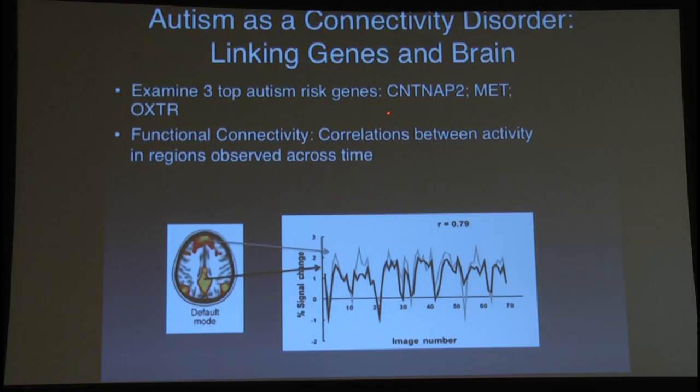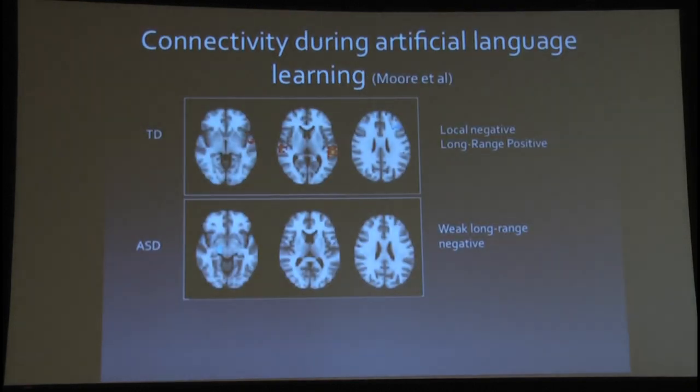But can we link them to some of these genes? So these are my three favorite autism risk genes. This is CNTNAP2, which we affectionately call catnap. And then there's a MET gene and an oxytocin gene. We talked a little bit about oxytocin. So I'm going to show you very quickly the relationship between those genes and connectivity. I'm going to go to the next one. This one is not a gene.